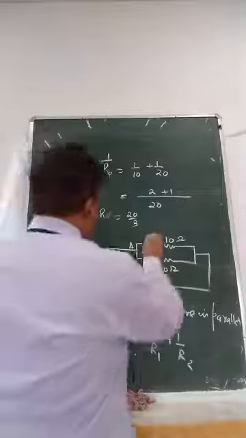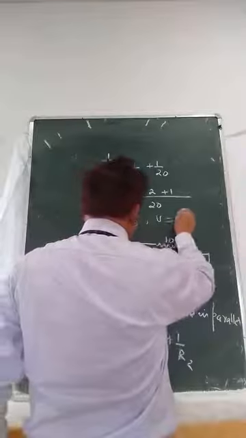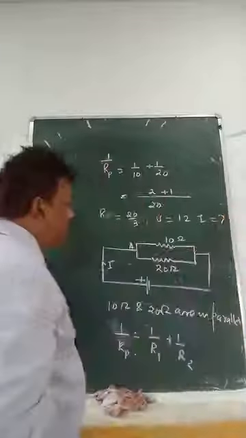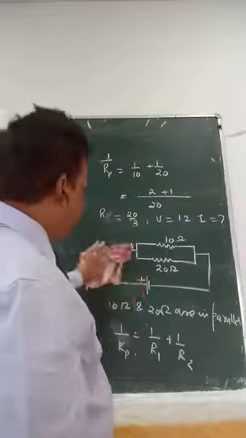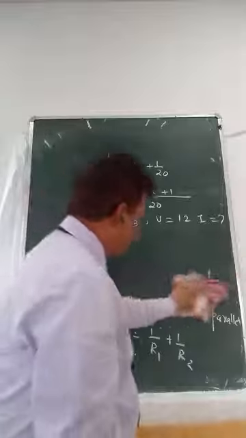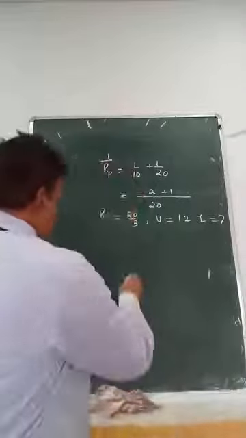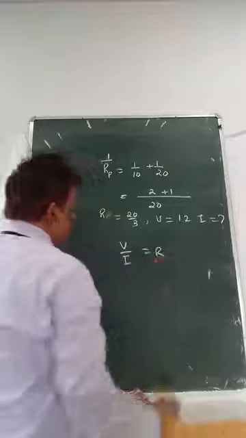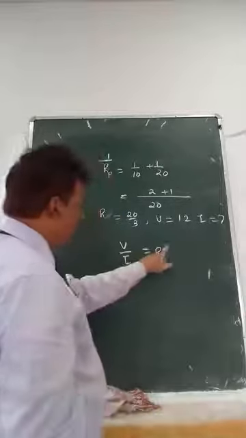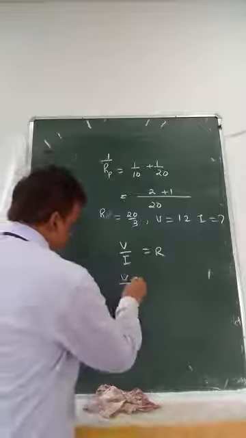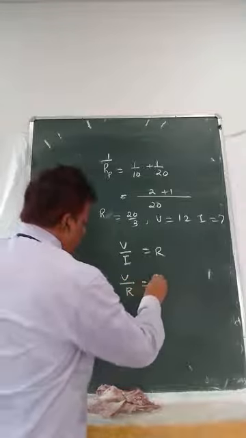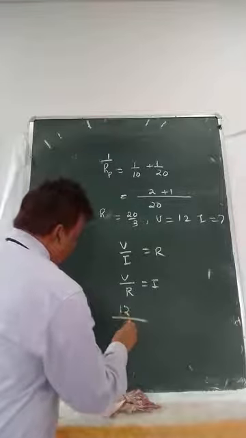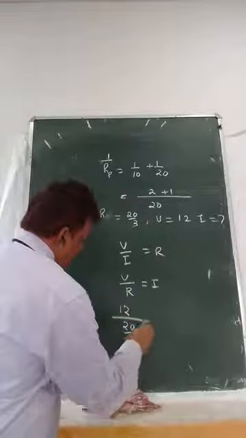Okay, V is how much? V equals 12. I you have to find out. So one formula you remember, V by I equals what? What you will find? I. So I will go here, R will come here. V by R equals I. V means 12. 12 by 20 by 3 equals I.